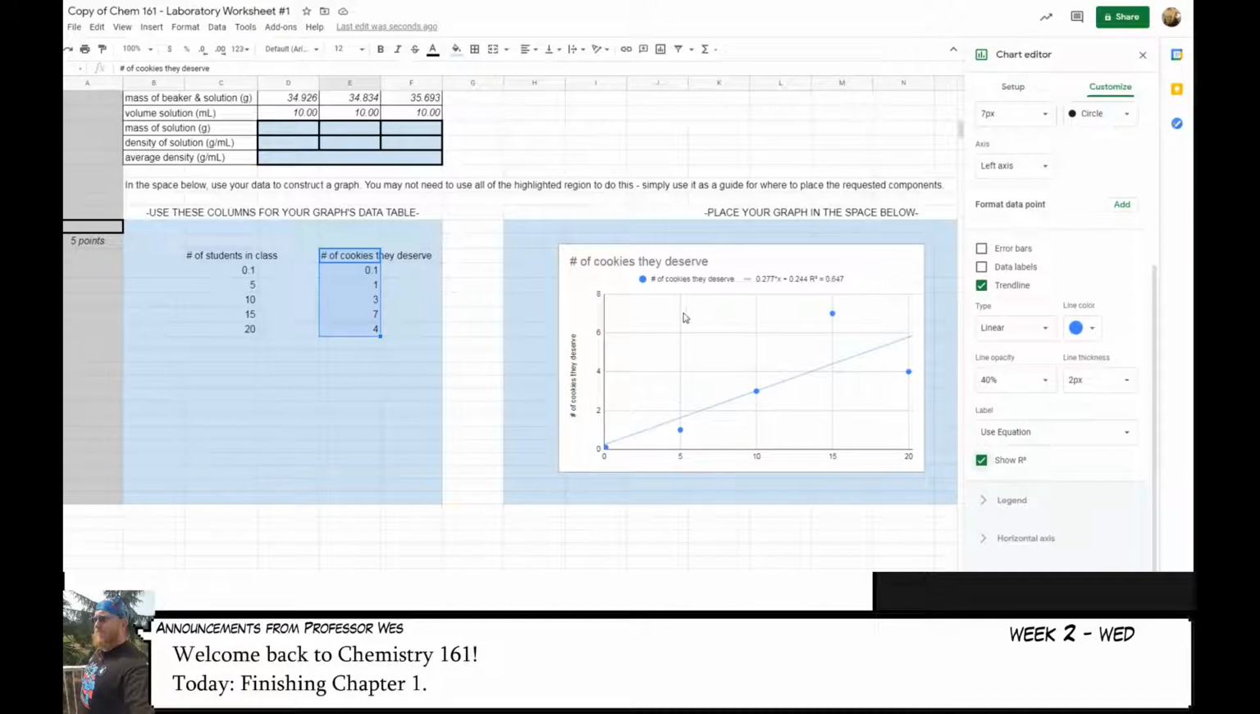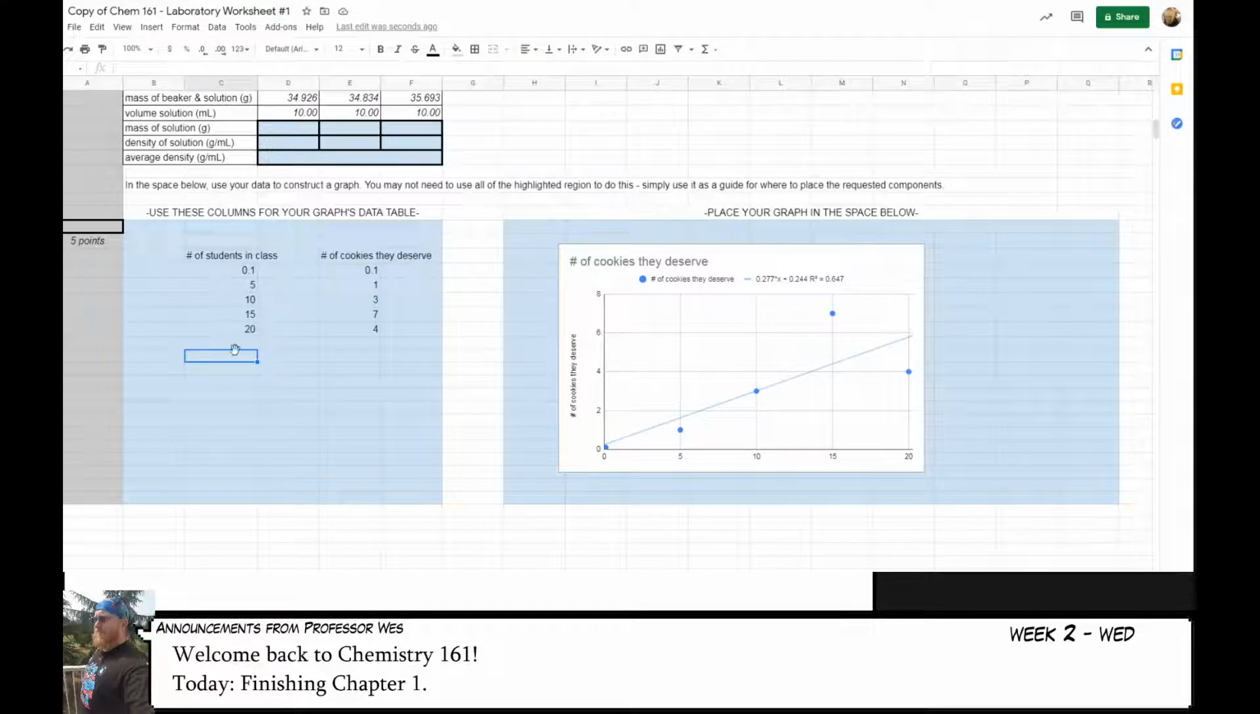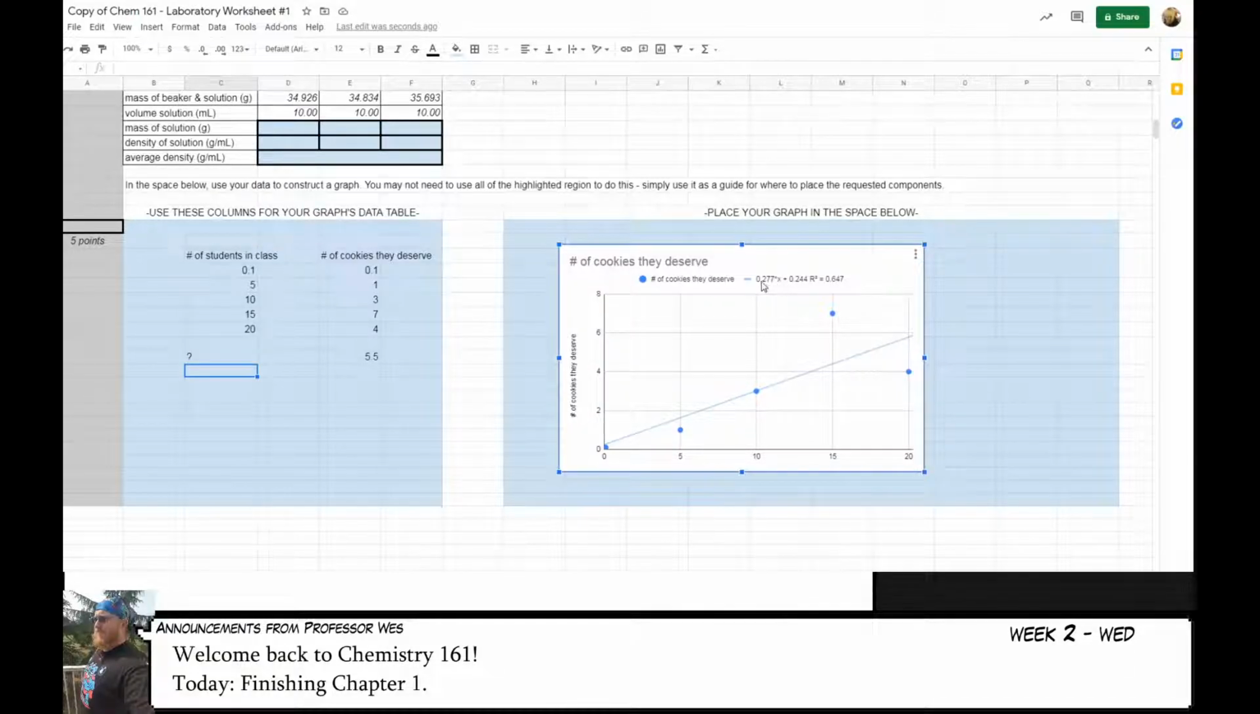And then what you can do is you could say, okay, well, now I have this equation here. So maybe the experiment is saying, well, if you gave out 5.5 cookies, how many students would be in the class there? Well, now you can import this into your equation. And I can say, okay, well, if this is y equals this expression, and I set this equal to y, I can now solve for x. So you're going to be doing that for your unknowns in doing a calculation.